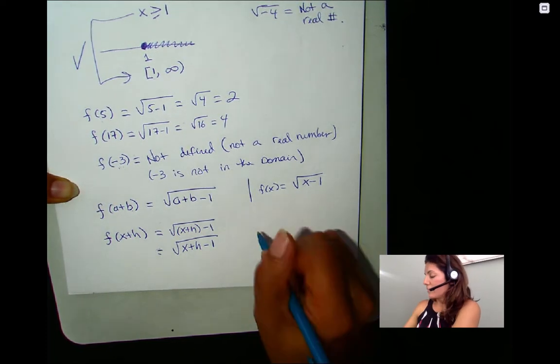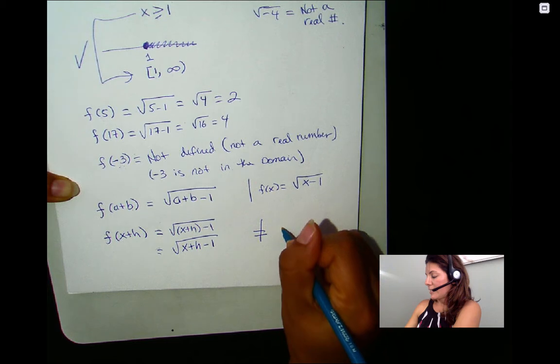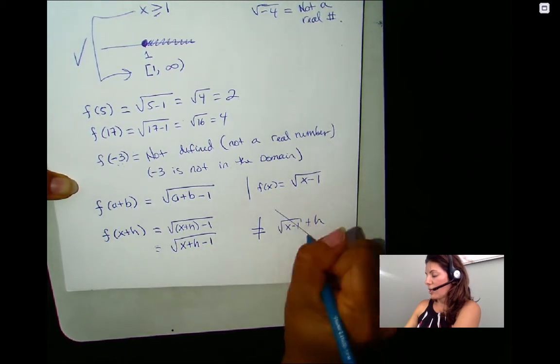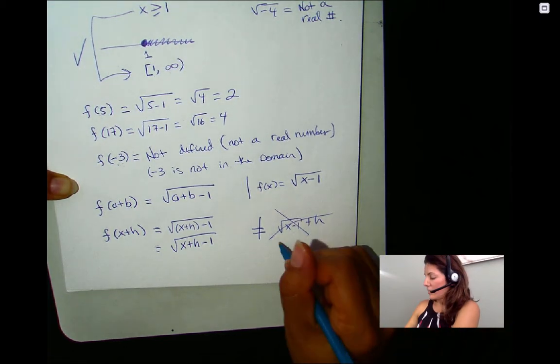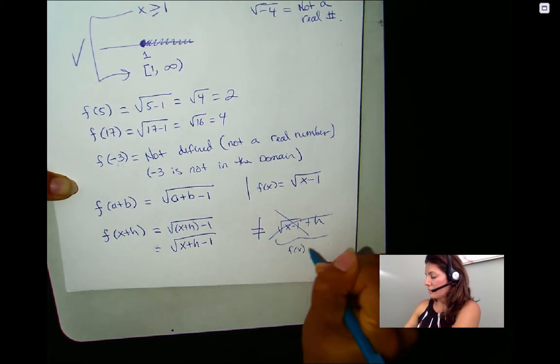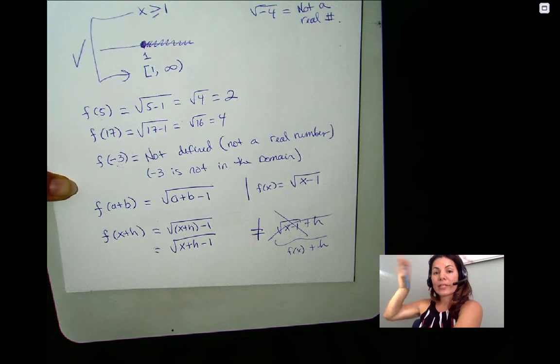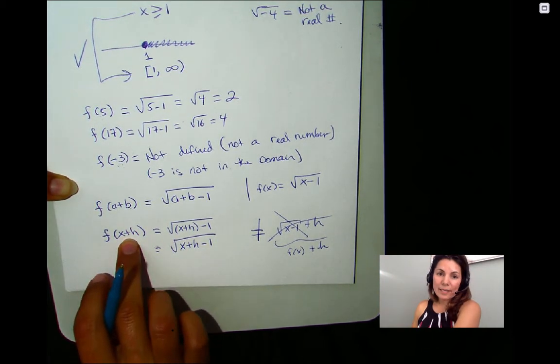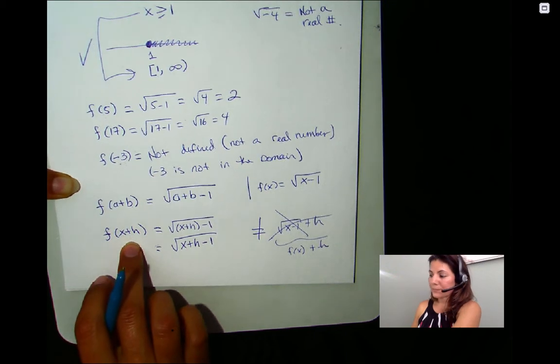Be careful. The thing you don't want to say is that this is the square root of x minus 1 plus h. That is not what this is. What this will be is f of x plus h. You're adding the h on the outside, but that's not what we're doing. We're adding the h on the inside. We're adding it to the domain.